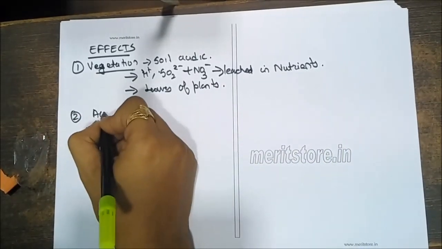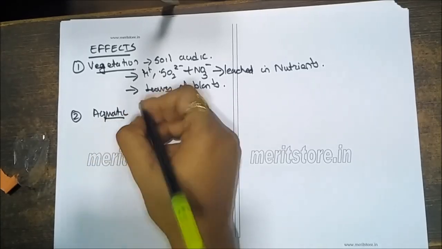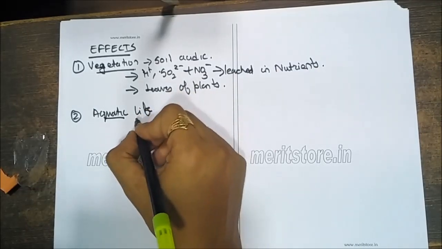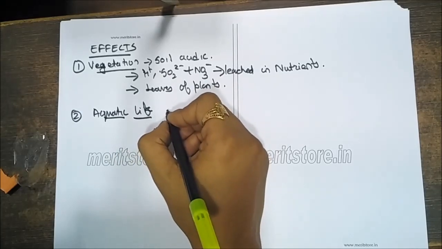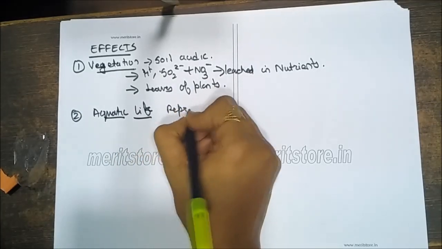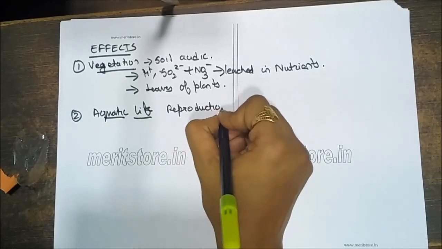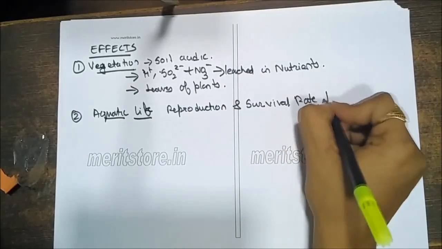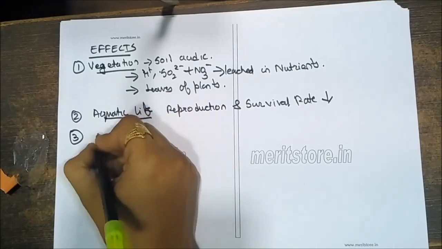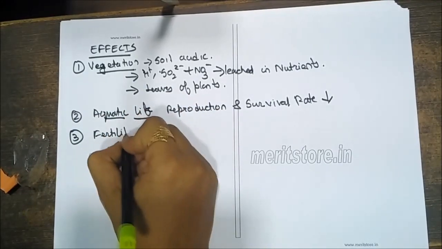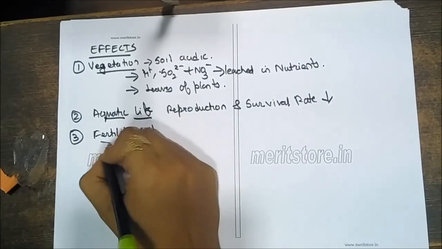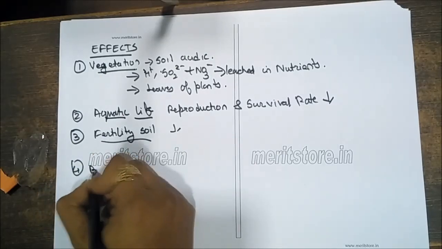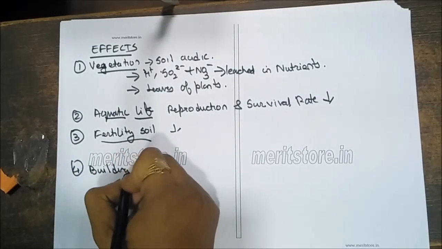Next would be aquatic life. So what happens in aquatic life? Reproduction and survival rate is reduced. The next effect is on fertility of soil. This is but obvious that it is going to degrade. So the fertility of soil is going to degrade. Next is monuments. So building monuments undergo corrosion.